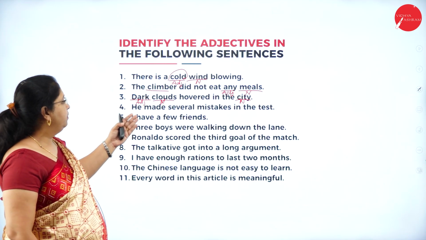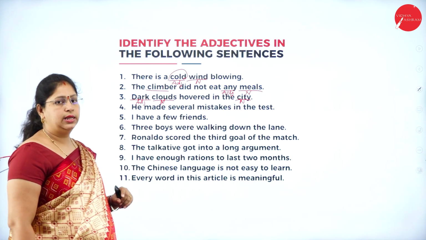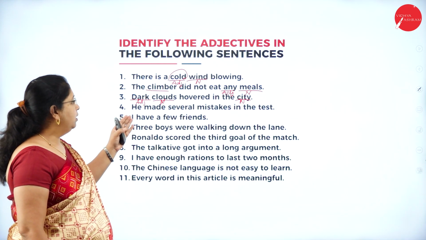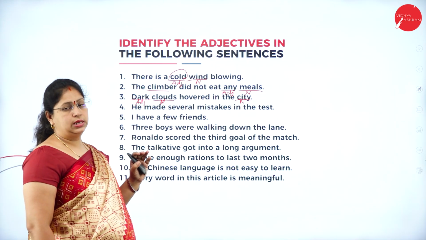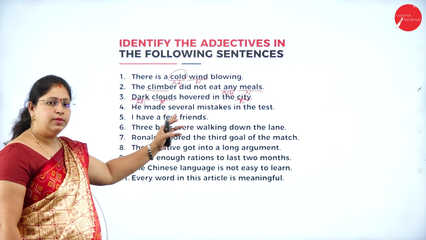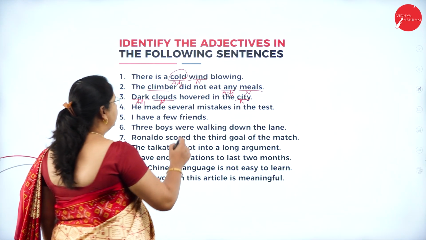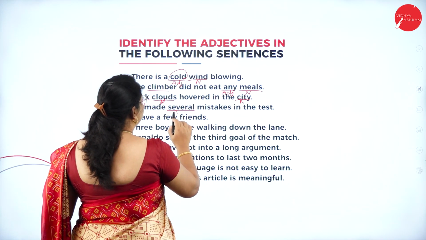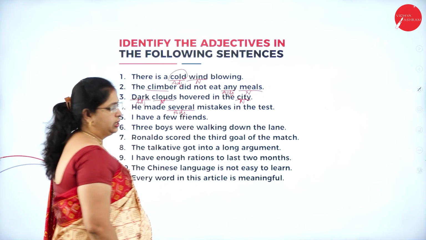Next sentence, he made several mistakes in the test. Okay, he made several mistakes. Mistakes is considered a noun here. This is not a verb, it is a noun here. So how many? He made several, correct? So several is the adjective.